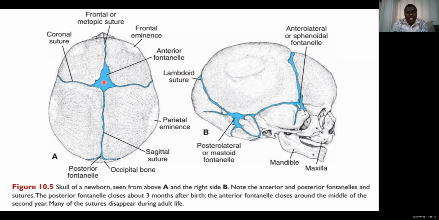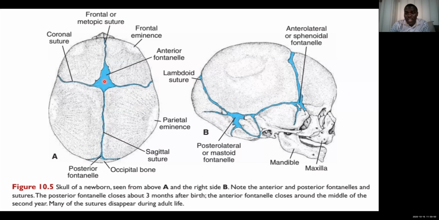Apart from bulging and sinking of the anterior fontanelle, we can also use the fontanelle to image the neonatal brain using ultrasound. You know, ultrasound doesn't pass through bone. So when you image the brain through here, you won't see much. And that's why you don't do brain ultrasound on an adult. But on a neonate, you can actually do.